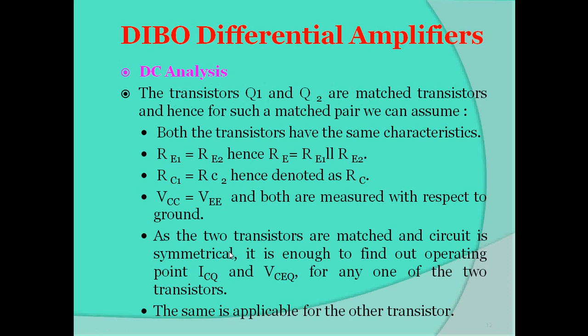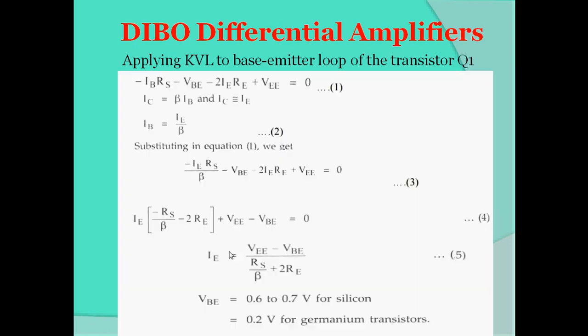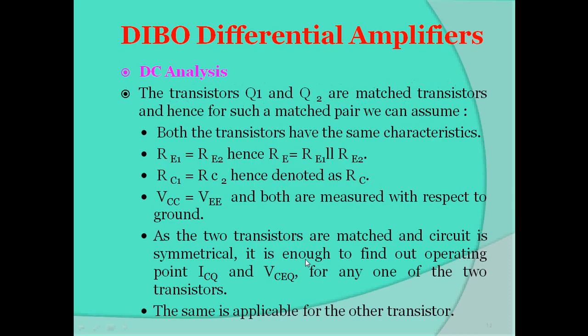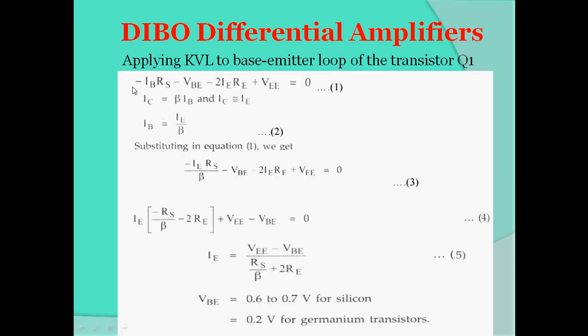What we have explained earlier, the same thing we have written here. After applying the KVL to the base-emitter loop, we can write minus IB into RS minus VBE minus 2IE into RE plus VEE is equal to 0. See, the equation is minus IB into RS minus VBE minus 2IE into RE plus VEE is equal to 0.